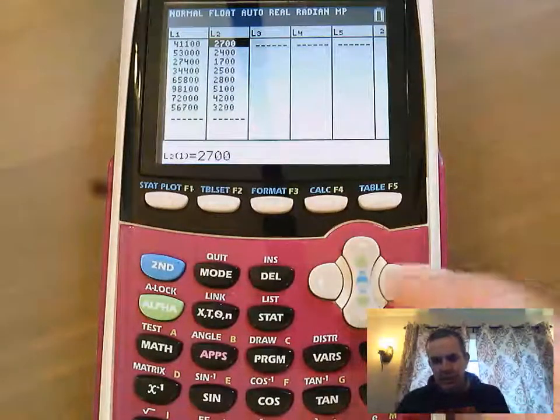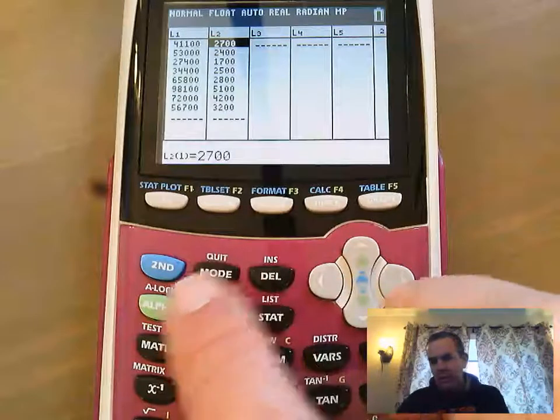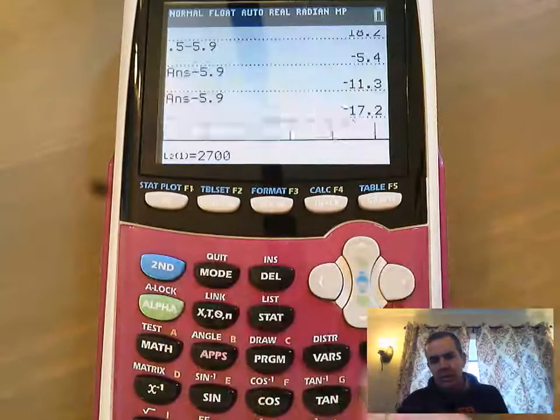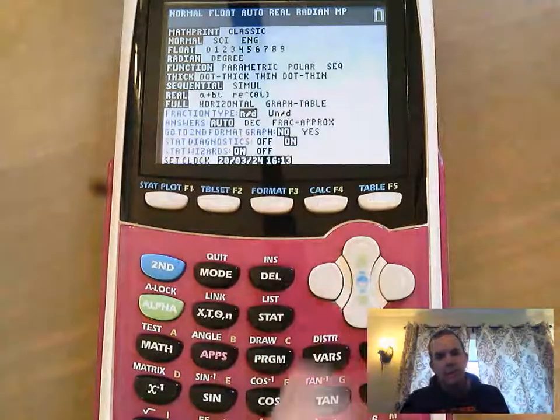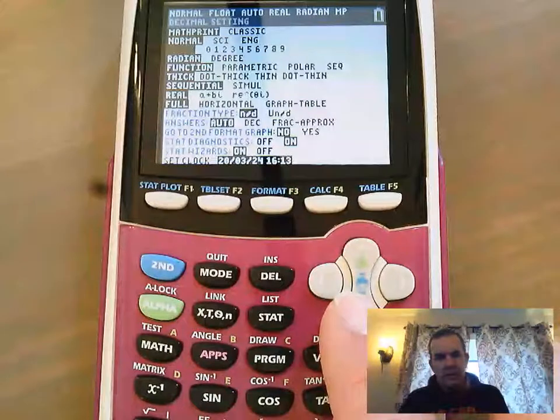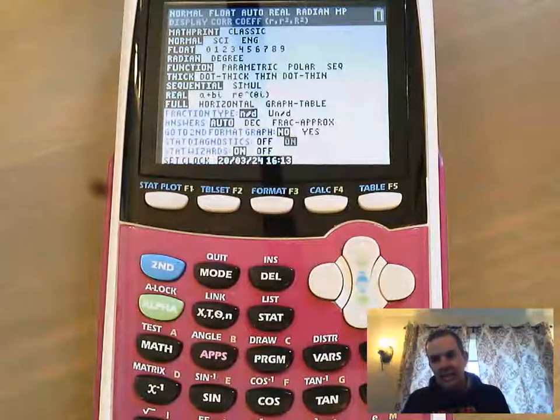The next thing you want to do, and this is the piece that most people will often forget, is go back to the mode button. So I'm going to do second quit to get to the main screen. I'm going to hit mode. And when I hit mode, I want to go down to where it says Stat Diagnostics, and I want to make sure that that is turned on. So I'm going to go ahead to on and hit that.